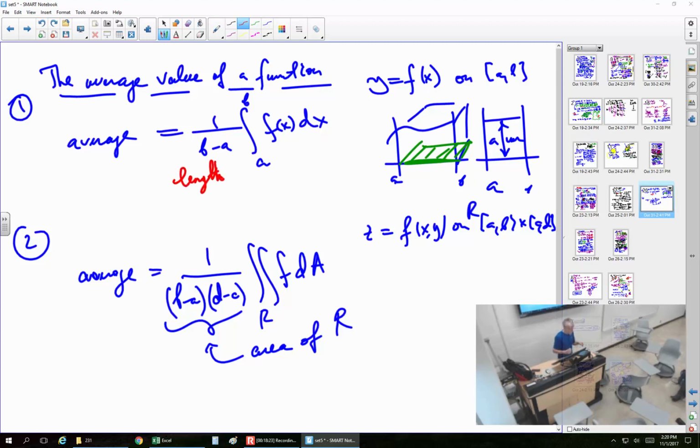Okay, so you take your rod, and you don't know what the density is, but you can find its average density: you take the mass and divide by the length. That will be your average linear density.